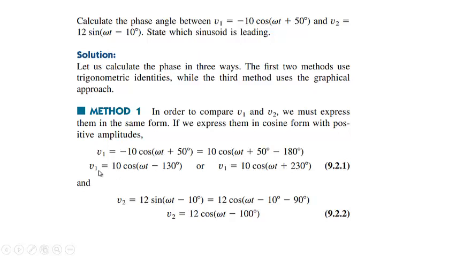So I got it over here. V1 is equal to 10 cos of omega t minus 130, or V1 is equal to 10 cos of omega t plus 230 when you add 180 degrees. Subtracting, you get this. Adding, you get this. This and this are the same thing. Similarly, V2 is 12 sine omega t minus 10, which is 12 cos of omega t minus 10 minus 90. Actually, I have subtracted 90 degrees from this cos, I will get sine. We have seen it from the graphical approach. So it comes out to be V2 is equal to 12 cos of omega t minus 100.